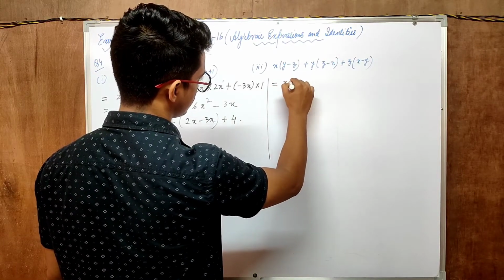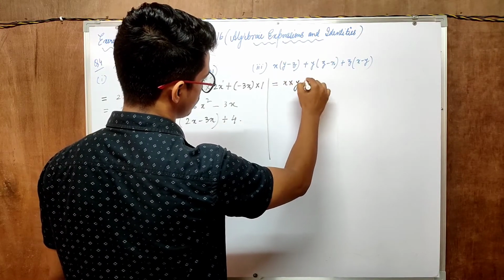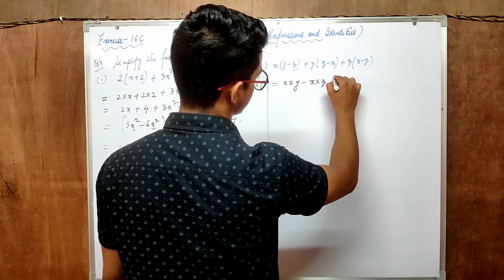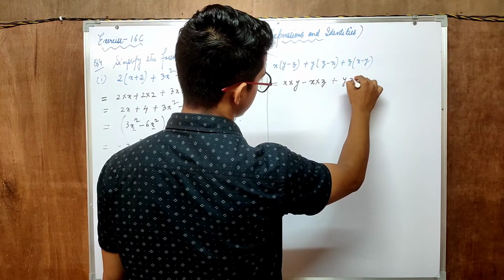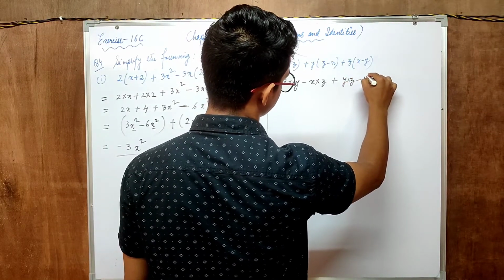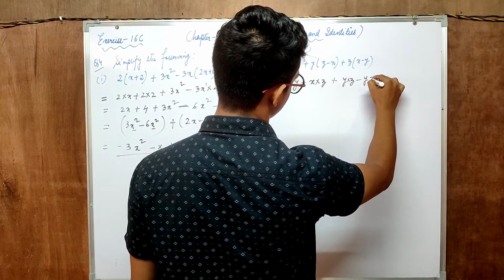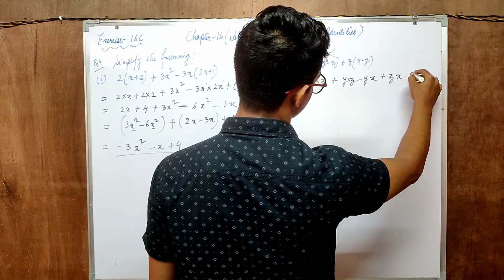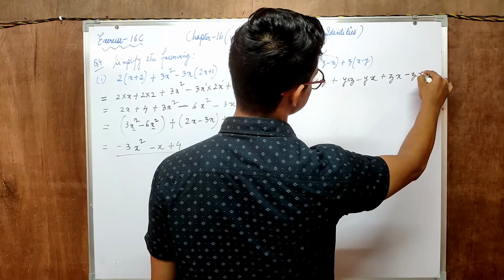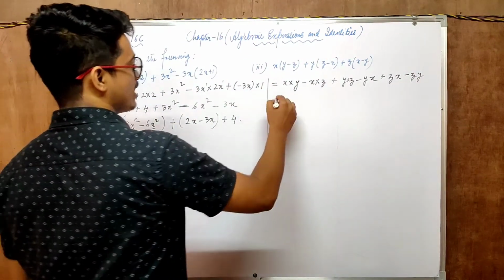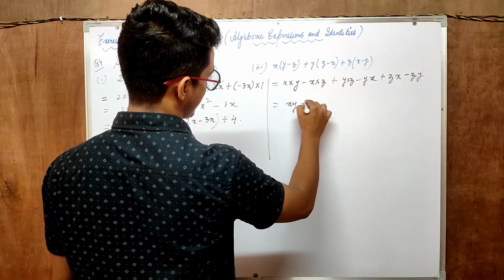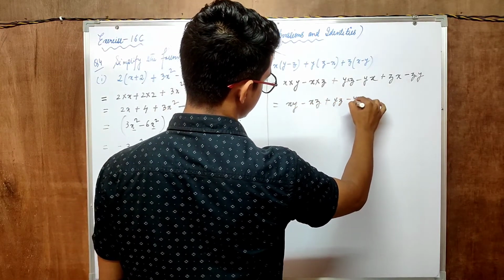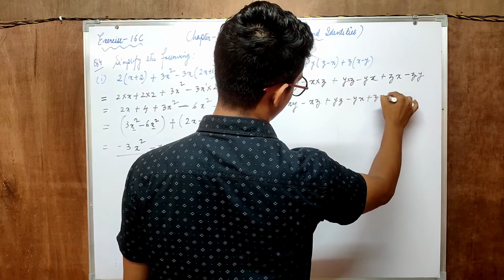So outsider is x, insider is y. Outsider is x, insider is y. After that, outsider is y, insider is x, and outsider is y, insider is x. Outsider is z, insider is x, outsider is z, insider is y. Alright, so x into y is xy, x into z is xz, plus yz, minus yx, plus zx, minus zy.